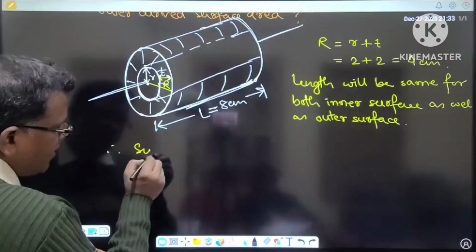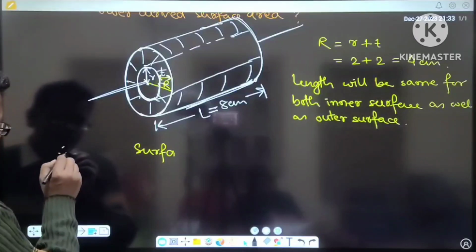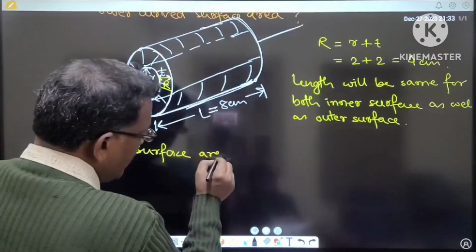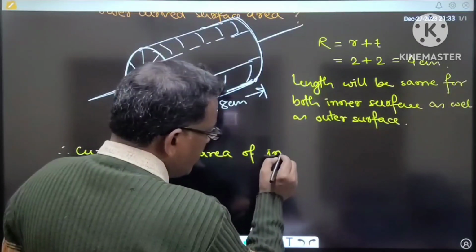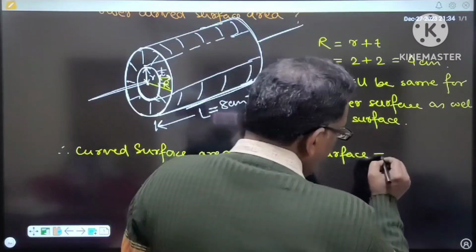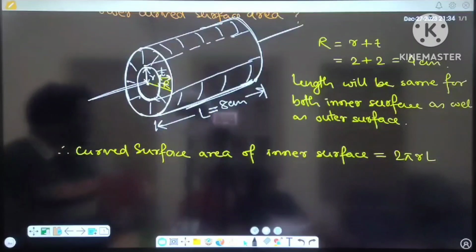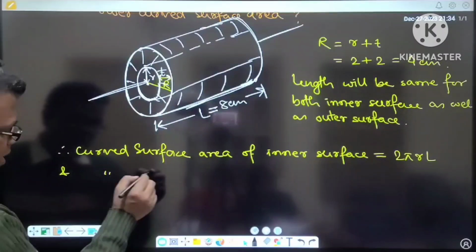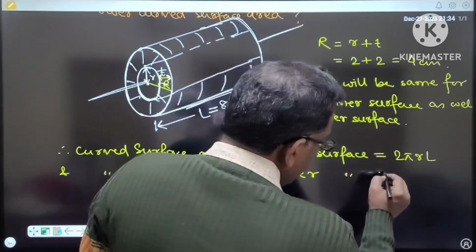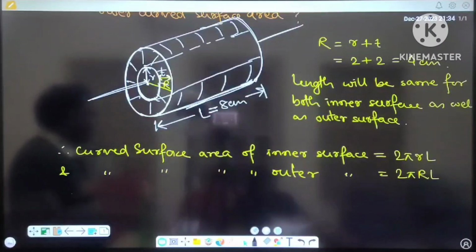So therefore curved surface area of inner surface will be equal to 2 pi small r into L, because inner surface radius is smaller, and curved surface area of outer surface will be 2 pi capital R L. Are you getting me or not?